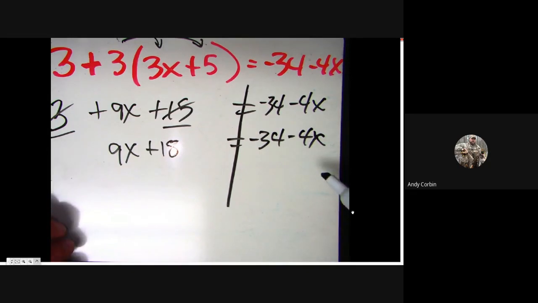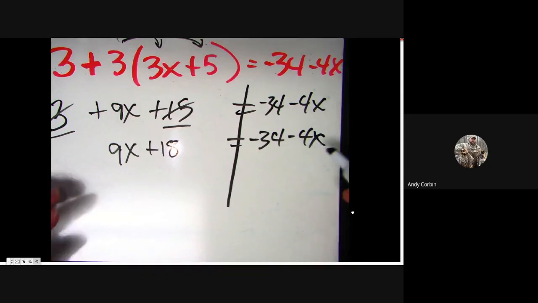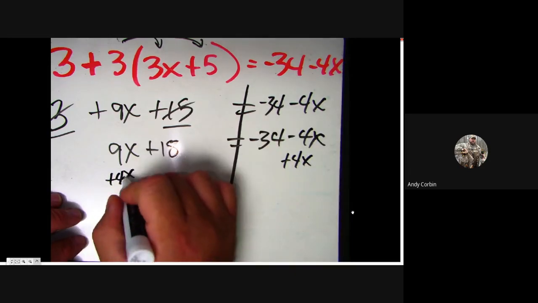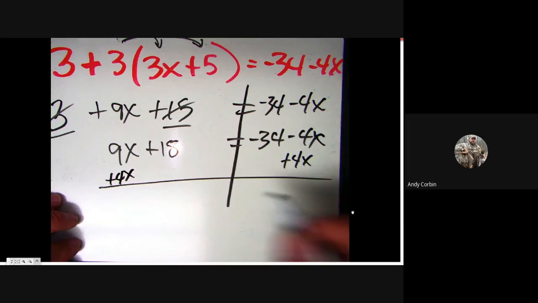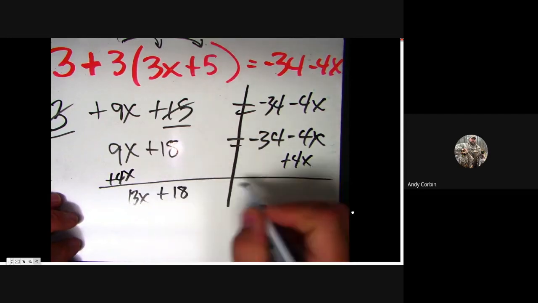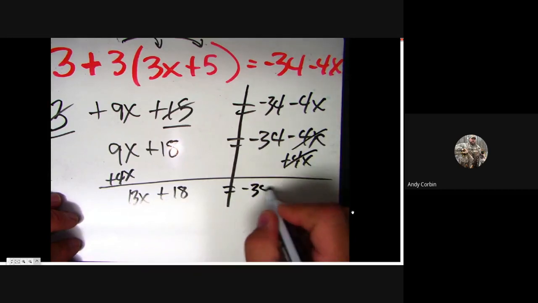Now, let's deal with, we've got this variable, and they're on opposite sides of the equation. So we got to get them together, don't we? They're like terms, they're just not on the same side. So let's take the smallest to the largest. So -4 is smaller. So I'm going to add 4x. If I do it to this side, I have to do it to that side. So that gives me 13x plus 18 equals, these are additive inverses, so I get -34.